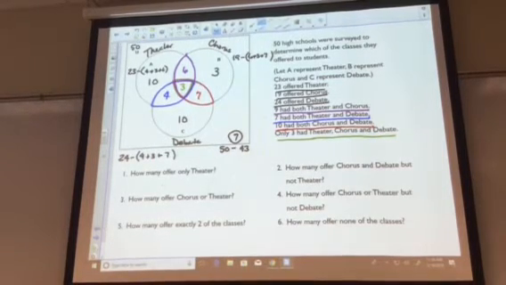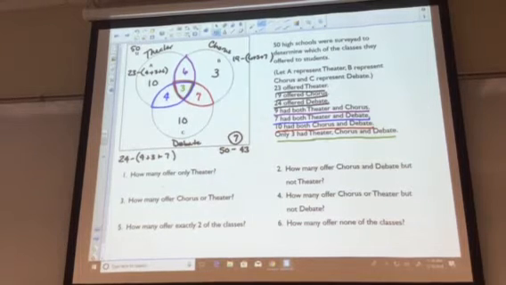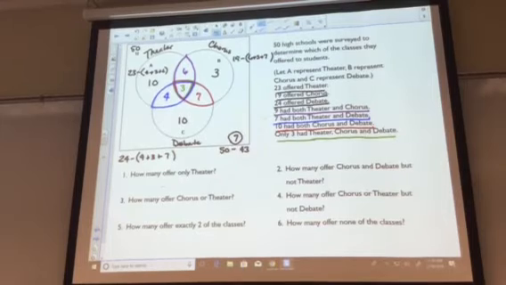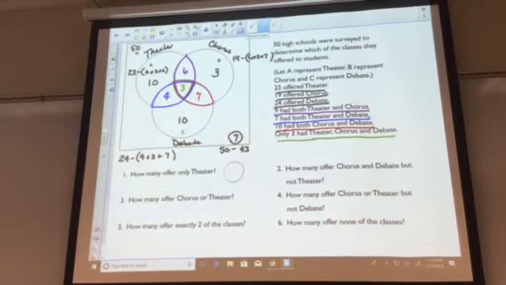Only theater. They're in the theater circle, but they can't be part of any other circle. So that rules out the 4, the 3, and the 6, correct? And we already had that value, don't we? As being a value of 10, not 70, 10.